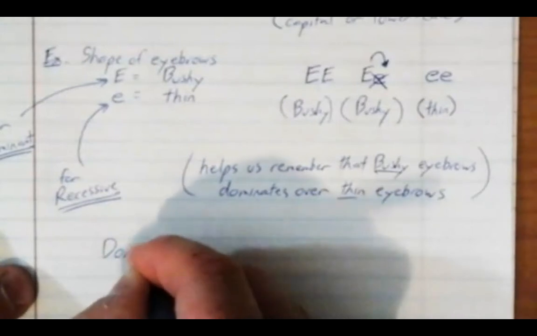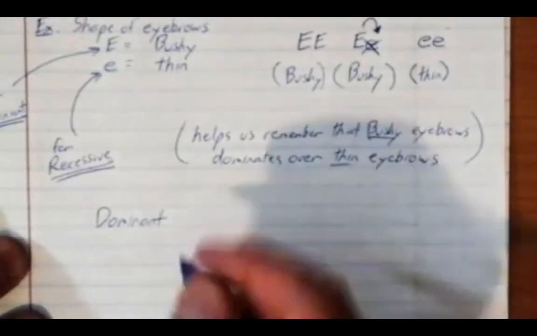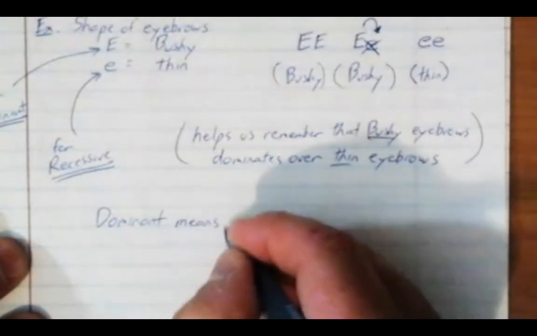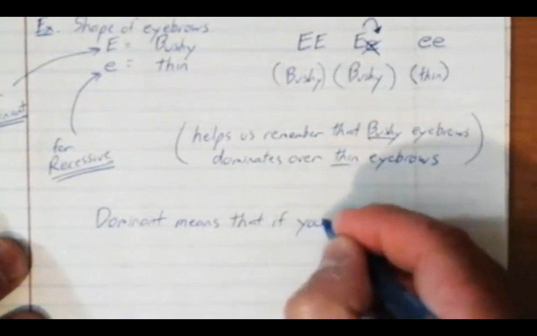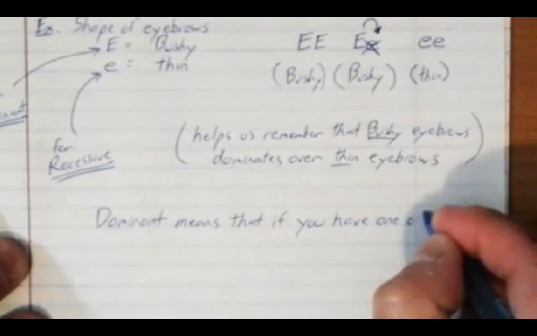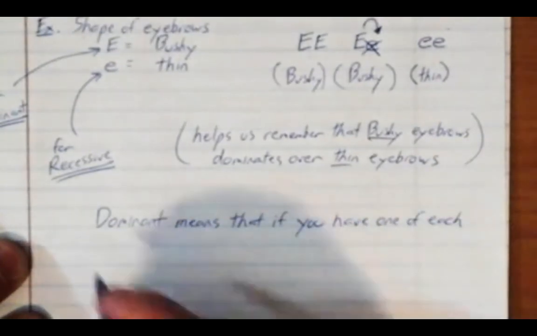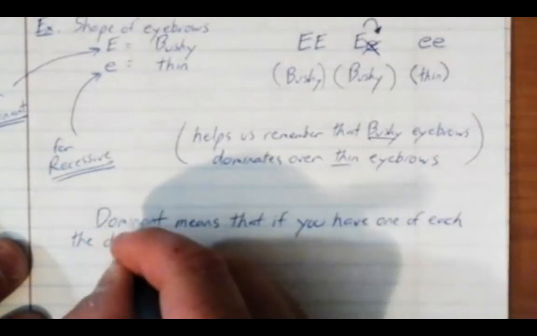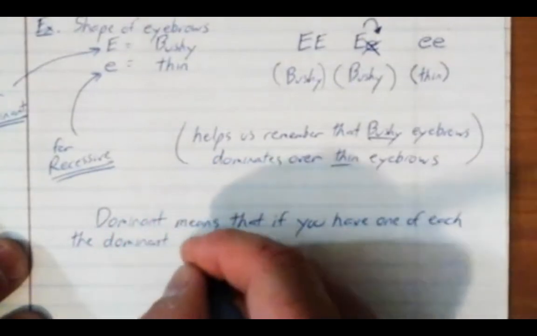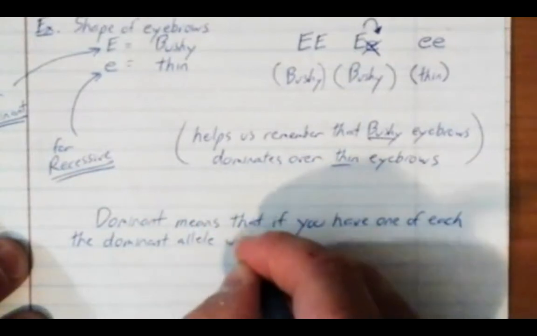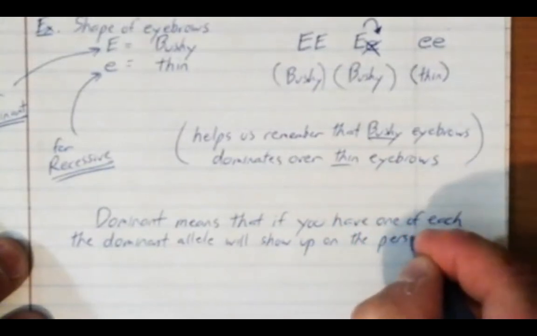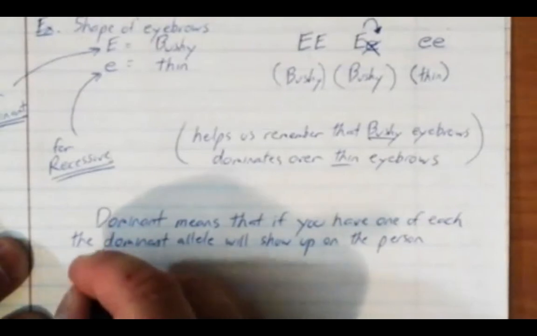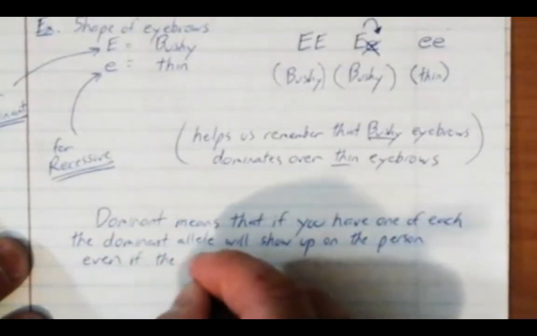Okay. So, and then we should just make a note here. Dominant means that if you have one of each, whatever the dominant one is, the dominant allele will show up on the person even if the other one is recessive.